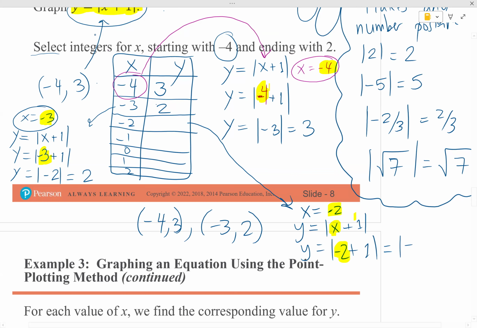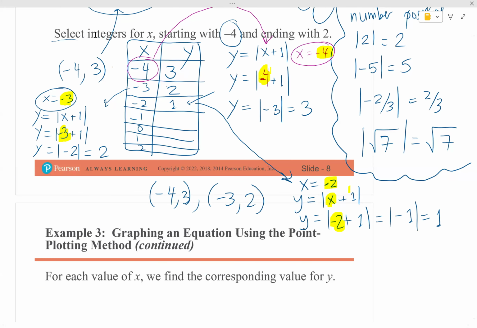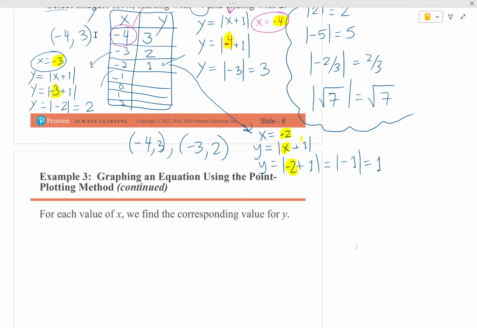-2 plus 1 is -1, and the absolute value of -1 is 1. So that would be my next value here. All right, we're getting there. And maybe as we go, you might feel more comfortable. I'm going to take the x equals -1 and throw that in there.